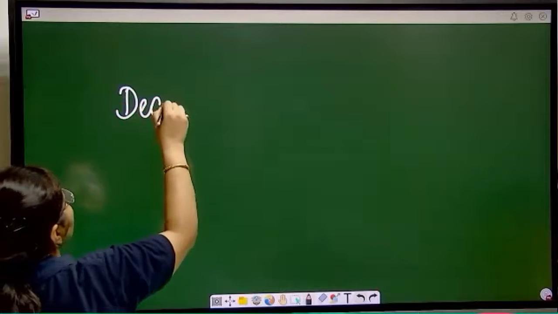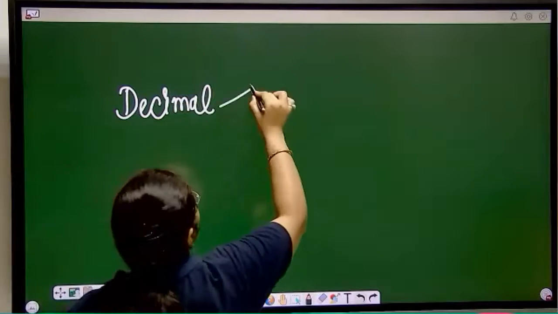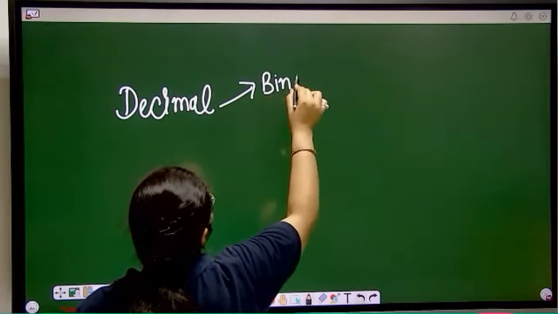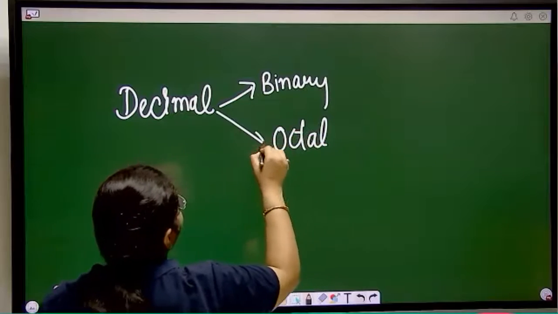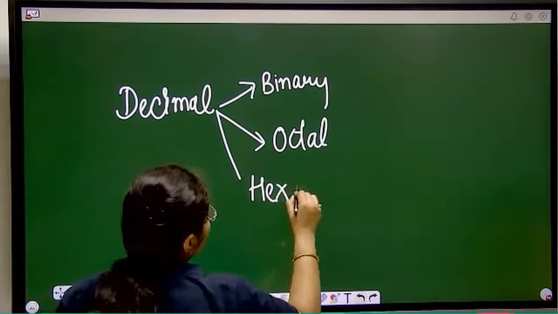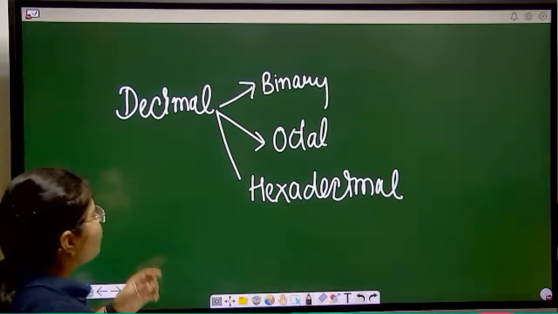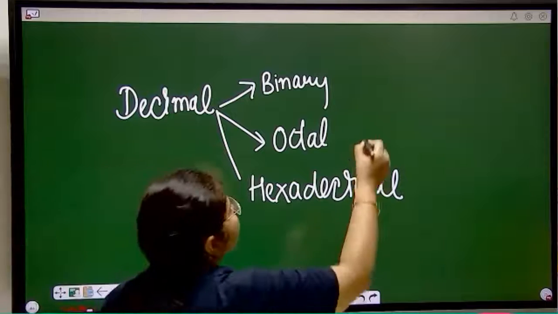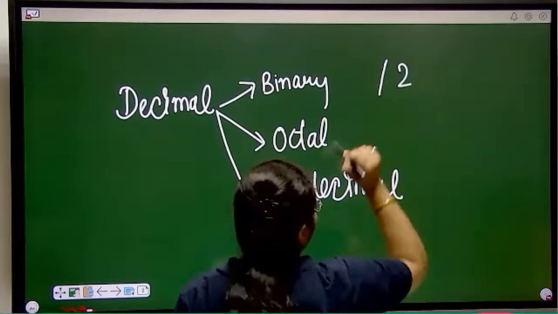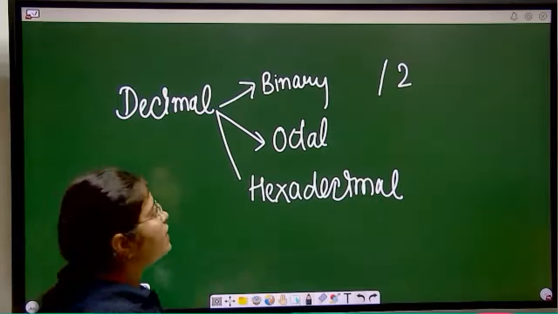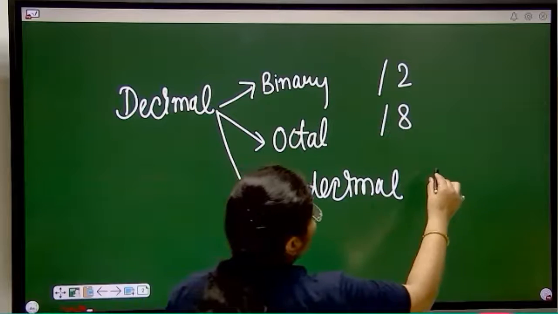Decimal. Okay, the decimal number system is given and you have to convert it into binary or octal or hexadecimal. This will be very useful for all of you to understand this chapter in detail. Okay, so if you want to convert decimal to binary, then you have to divide by 2. This method you have to use. Octal, divide by 8, and hexa, divide by 16.